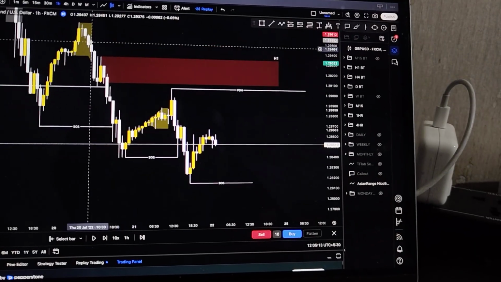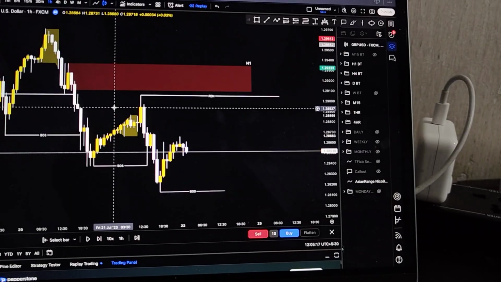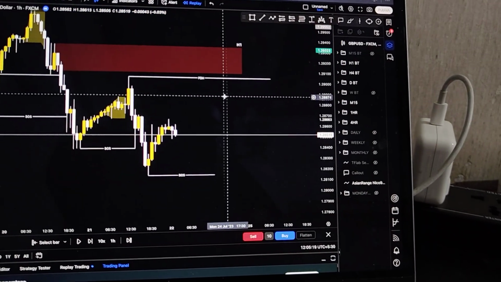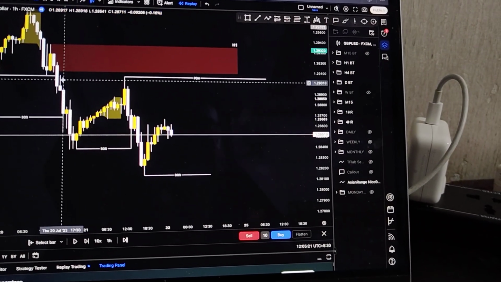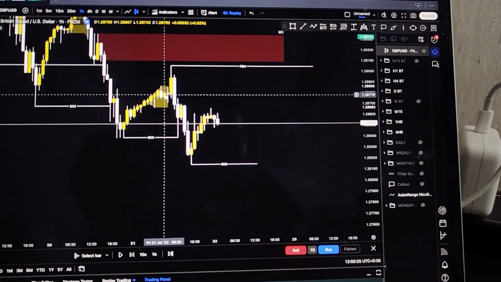If this didn't get respected, I would mark this, but for now we only draw two supply zones, so it is what it is. There was one supply zone here because it caused this break of structure, and there is also a supply zone here created on Friday.